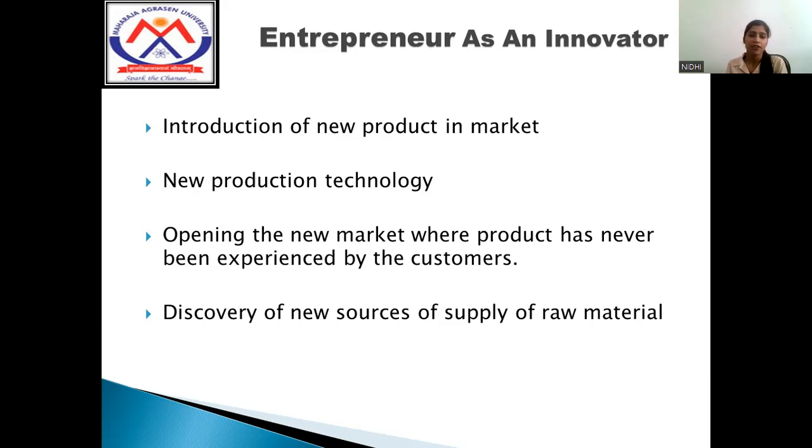Next is the discovery of new sources of supply of raw material. As we all know, raw material is available at a very scarce level. So entrepreneurs are the people who discover new sources of supply of raw material, so that there is no production stoppage, because without raw material, the entrepreneur cannot start production.